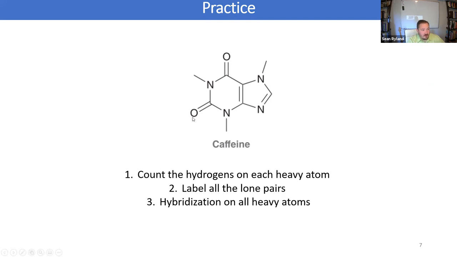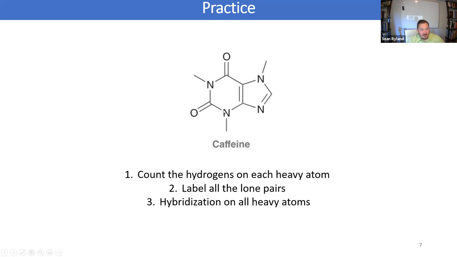And all the lone pairs: every nitrogen is going to have one lone pair unless it has a charge, and every oxygen is going to have two lone pairs. So the lone pair for the nitrogen that has a pi bond already is going to be pointed in this third direction, 120 degrees from the other two bonds.